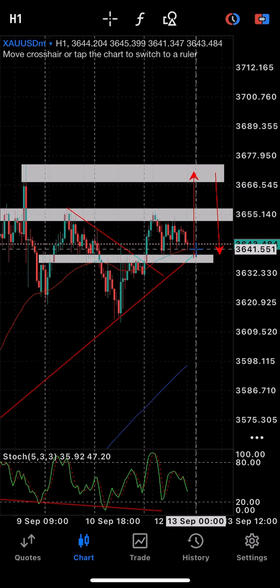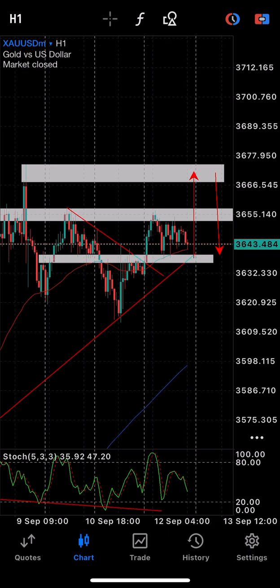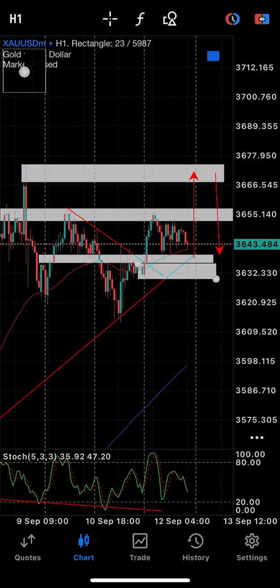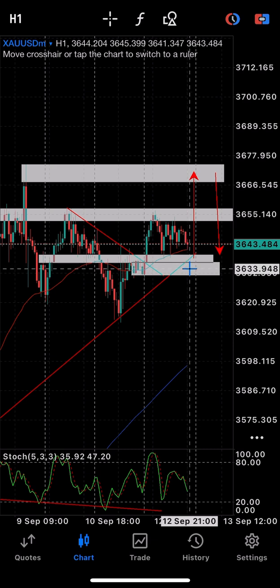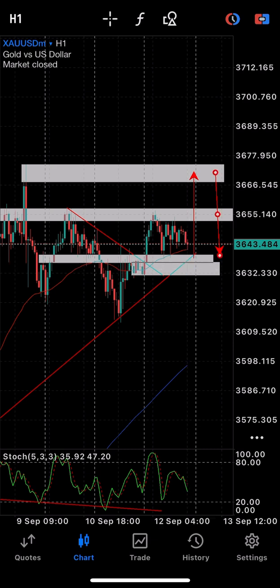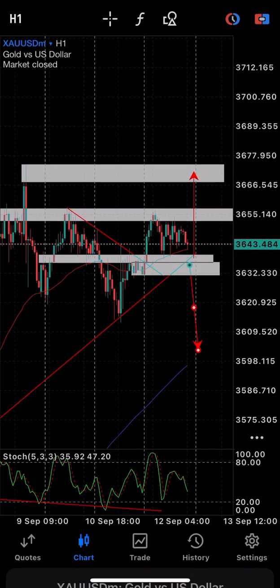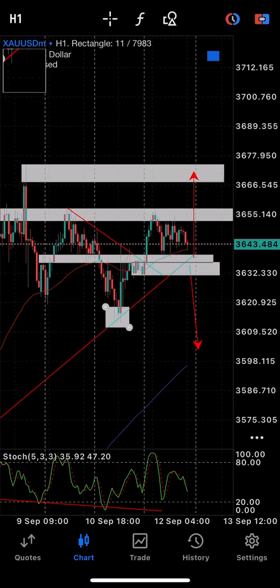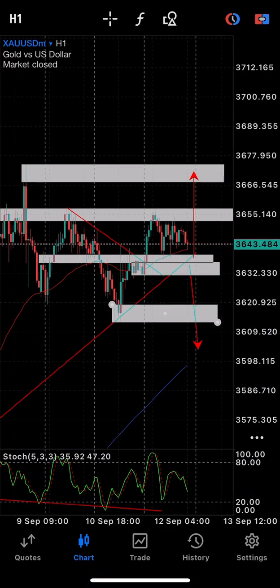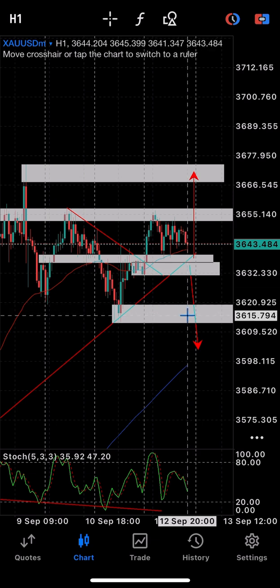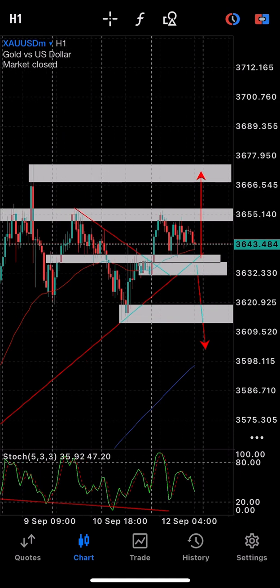But if it breaks this zone here, and it also breaks this demand here on the 1 hour time frame, this is the demand zone as well. If it breaks this zone and this demand, then gold will keep dropping. Maybe gold can drop back down to this zone here again, 3616 or 3615. So this is my analysis on gold.